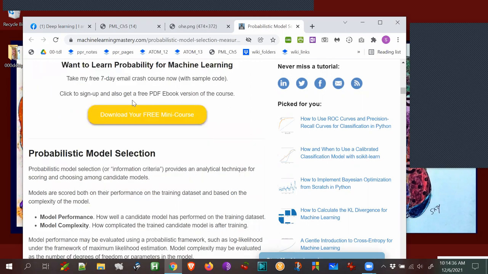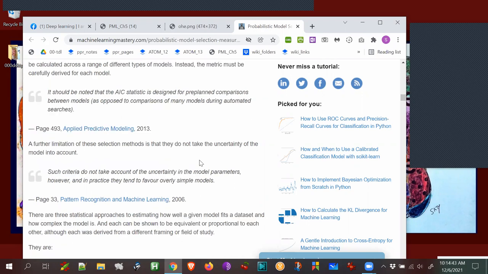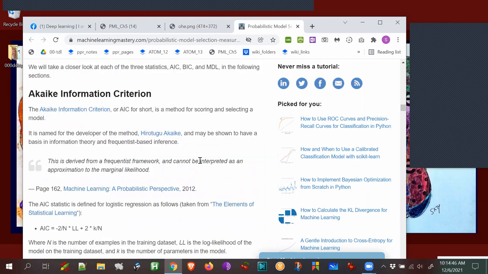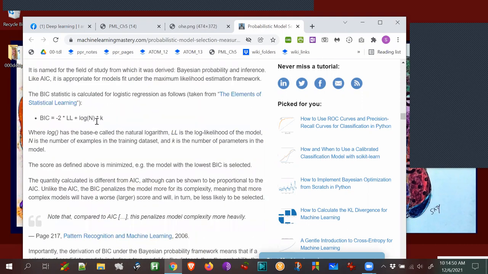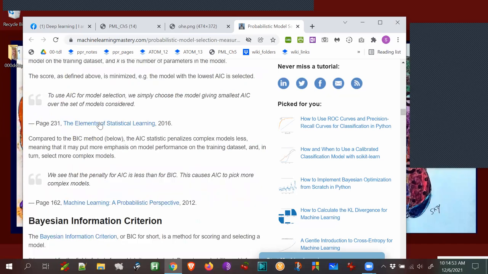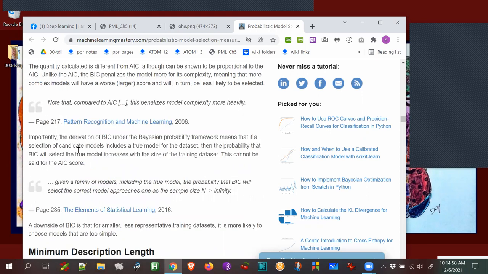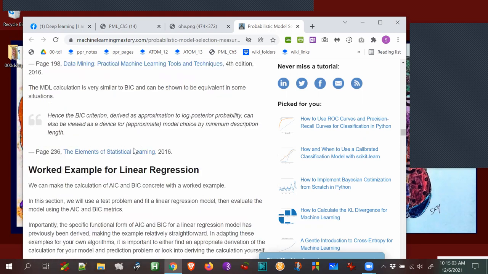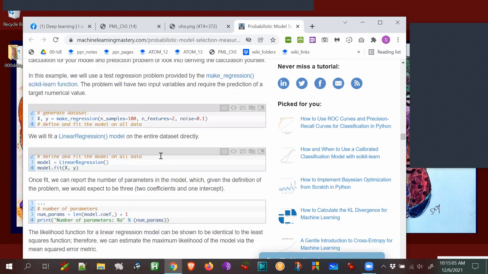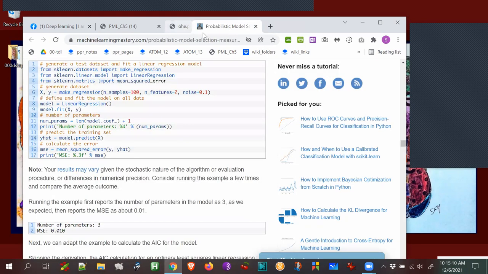and then pick the best model. So you always need to evaluate models in terms of performance, of course, and also their complexity. Akaike looks like this, and then Bayesian looks like that. They both have this LL, the log likelihood. Cool. And then there's also MDL, for what it's worth. It doesn't say much about MDL. And then they actually give you an example of a linear regression.